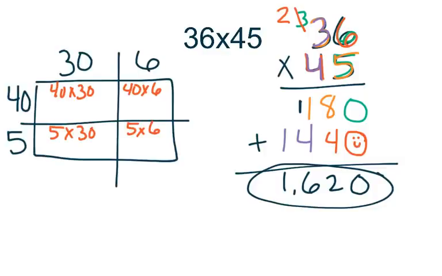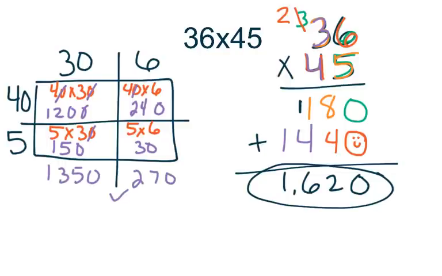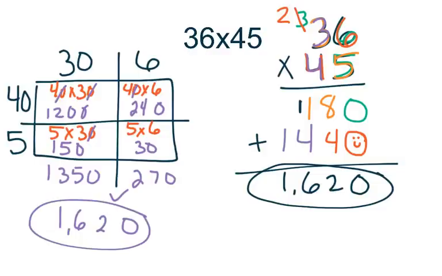So here's my area model all set up. I'm going to cross those zeros out, bring them down. 4 times 3 is 12. Cross that 0 down, bring it down. 4 times 6 is 24. Cross that 0 down, bring it down. 5 times 3 is 15. And then I have a 30. I'm going to add down, and then I'm going to add down again. And I get the same product no matter which way I choose. So if I'm using area model, multiplication with regrouping, I'm getting the same product of 1,620.